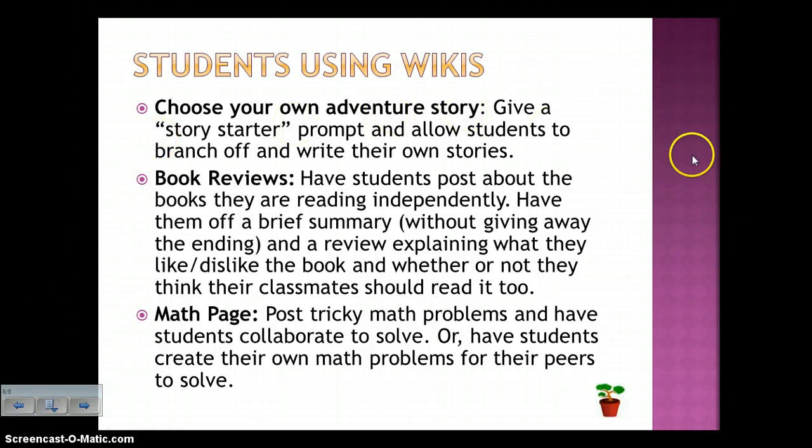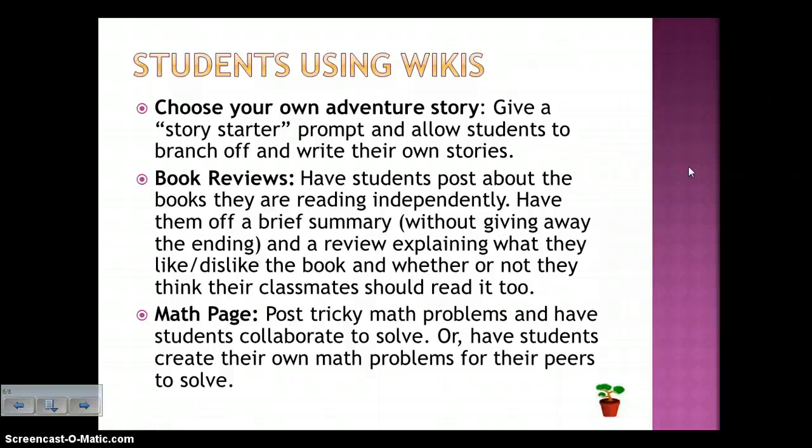So choose your own adventure story. You offer a story starter and allow students to finish the story any way they would like. They can go back and comment on other students' stories, and you can pull it up on a smartboard at the end of the activity and see the many different ways the story was presented.